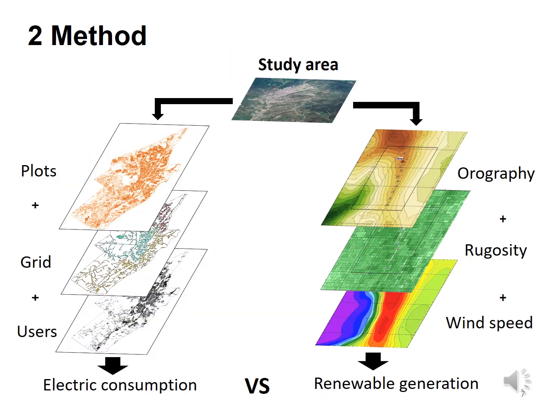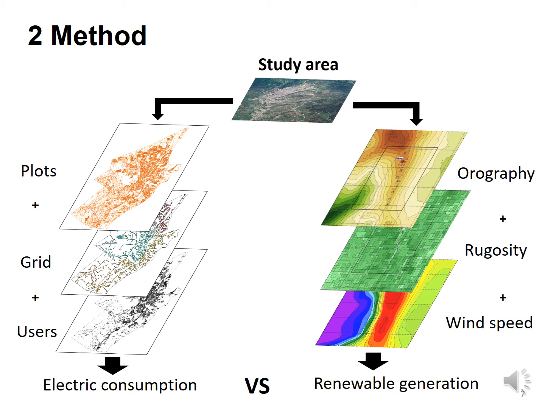Now, the method has three parts. The first part is the definition of the study area. After this, analyze the electric consumption and the renewable generation, or remuneration, the proximity remuneration. After this, compare and contrast the electrical consumption and renewable generation. This comparison is in order to determine the coverage percentage of the wind farm.